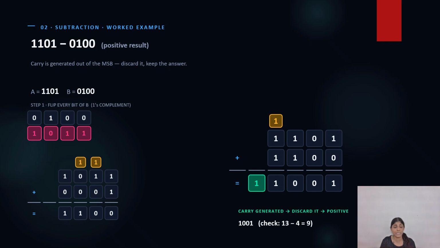Step 2. What is step 2? The 1's complement should be added with 1 at the LSB. Step 2, add 1 to the 1's complement. The result is the 2's complement. So what is your 1's complement? 1011. Check the first row, 1011. What you have to do? You have to add 1. Where? At your LSB. So at the LSB, I have given the value of 1.